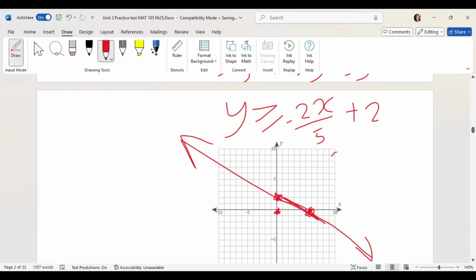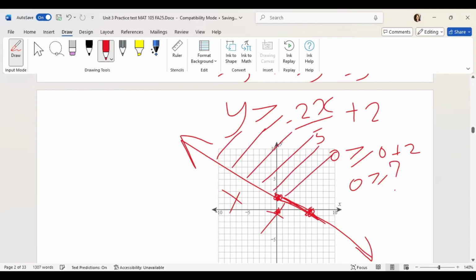If I plug 0 for y and 0 for x, I will have 0 is greater than or equal to 2. Is that true? Can 0 be greater than or equal to 2? This is my question. That is not true. 0 is not greater than 2. Therefore, the solution region is not this one. Therefore, the solution region is the region above, because if the point does not satisfy the inequality from one half plane, then the other half plane must satisfy it. There are only 2 half planes.